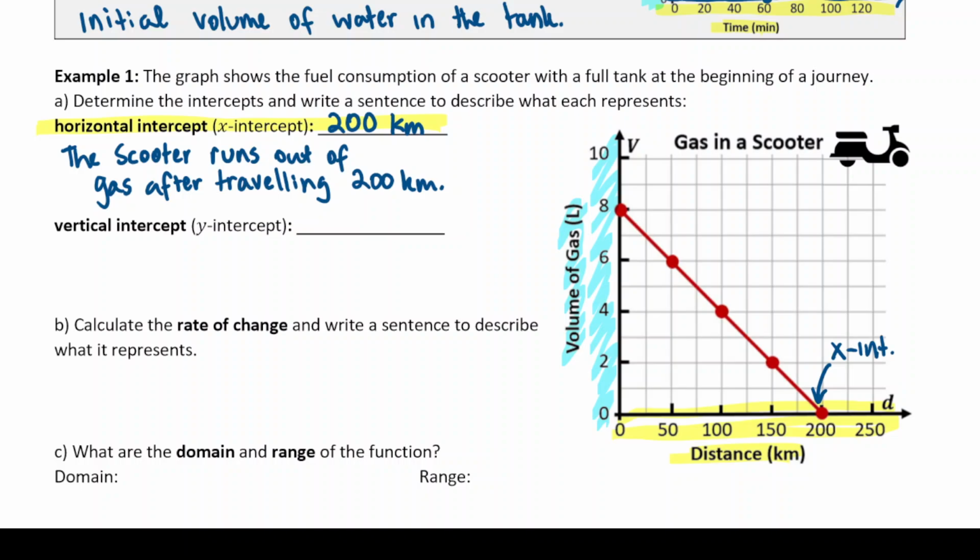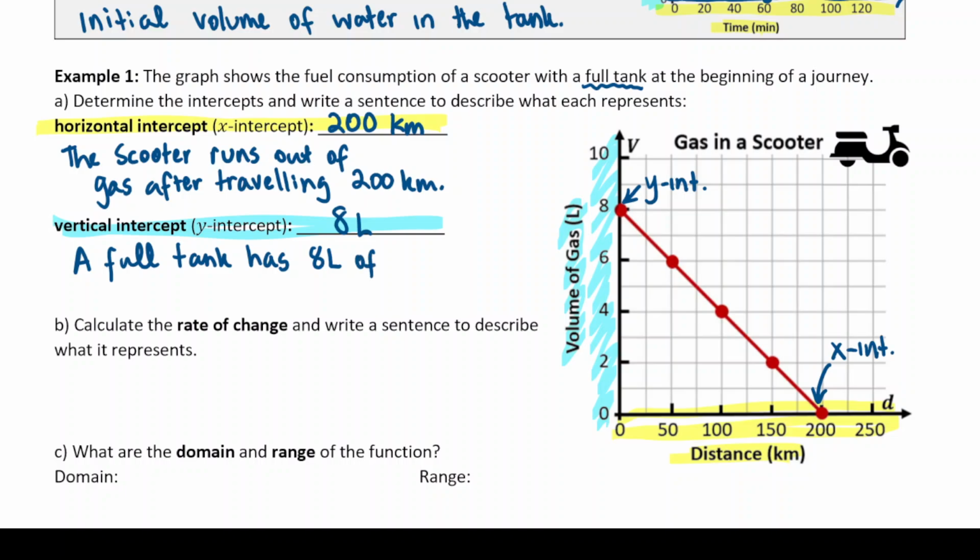Okay, vertical intercept, that's where your graph hits the y-axis. So here we see that's happening right at this point. I'll say y-int for short, for intercept. So that's happening at 8 liters. And at that point, the distance is 0. So when the scooter hasn't traveled at all, and if you look in the question here, it says we started with a full tank. So a full tank has 8 liters of gas before you started traveling on the journey.